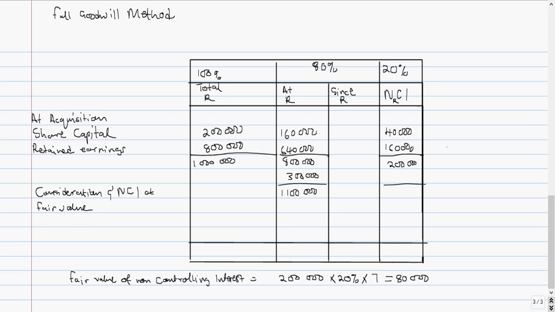So that would be 280,000 here, resulting in a goodwill of 80,000. So our goodwill there will be the total of these two, which is 380,000. And then the total of everything will be 1,380,000. So with the full goodwill method, we value using the value of their investment, the fair value of the shares in the market.